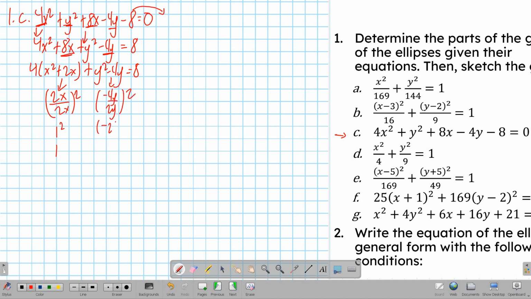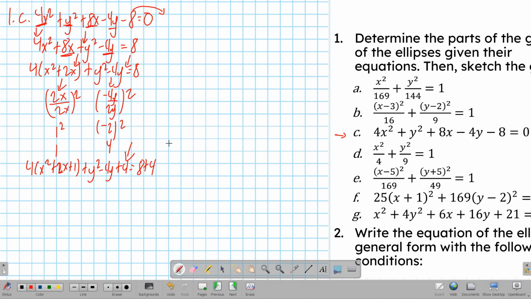This becomes negative 2 squared, which is equal to 4. Hence, what we add here and here would be 4 times x squared plus 2x plus 1. That's what we add here. Then the other one, that's y squared minus 4y plus 4. Now, since we added 4 here, we should also add 4 here.